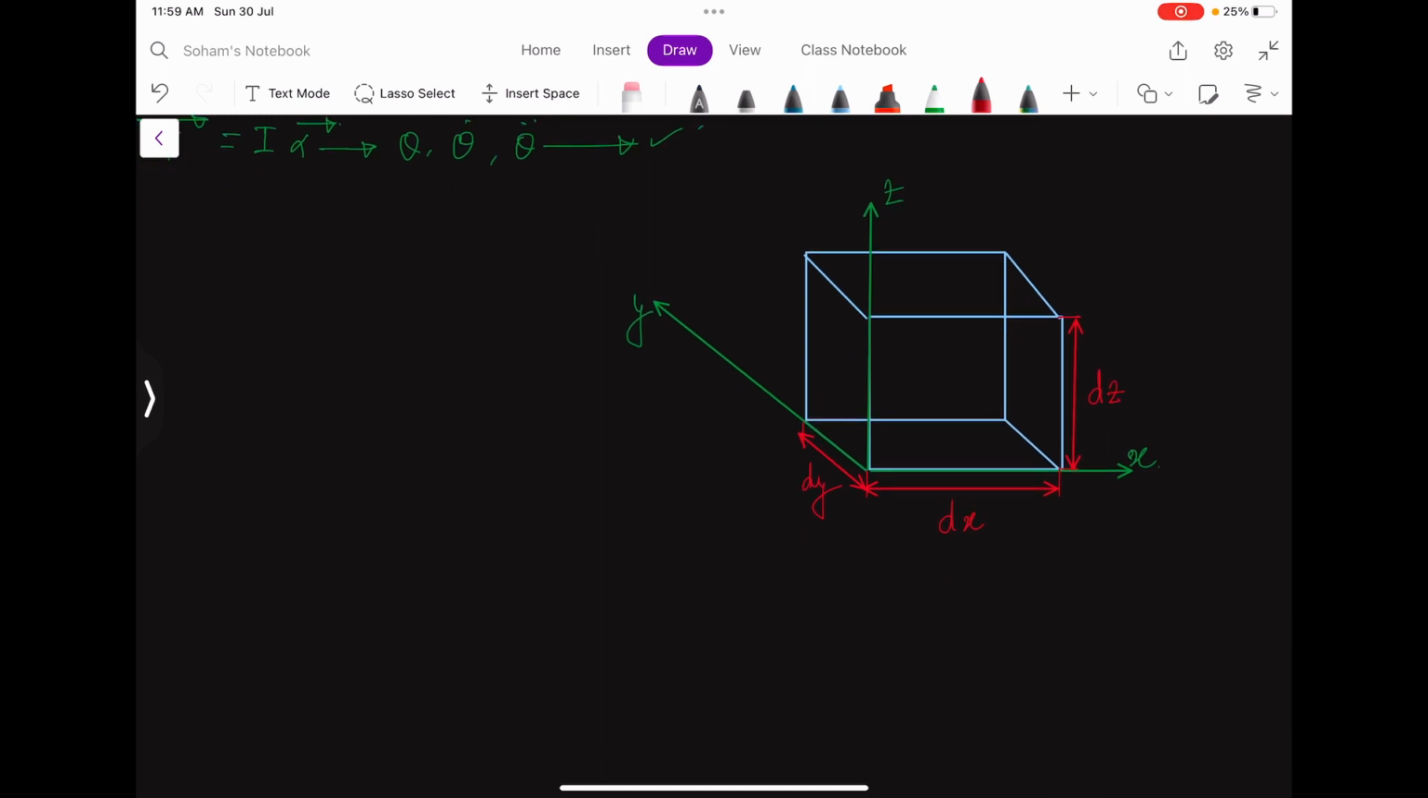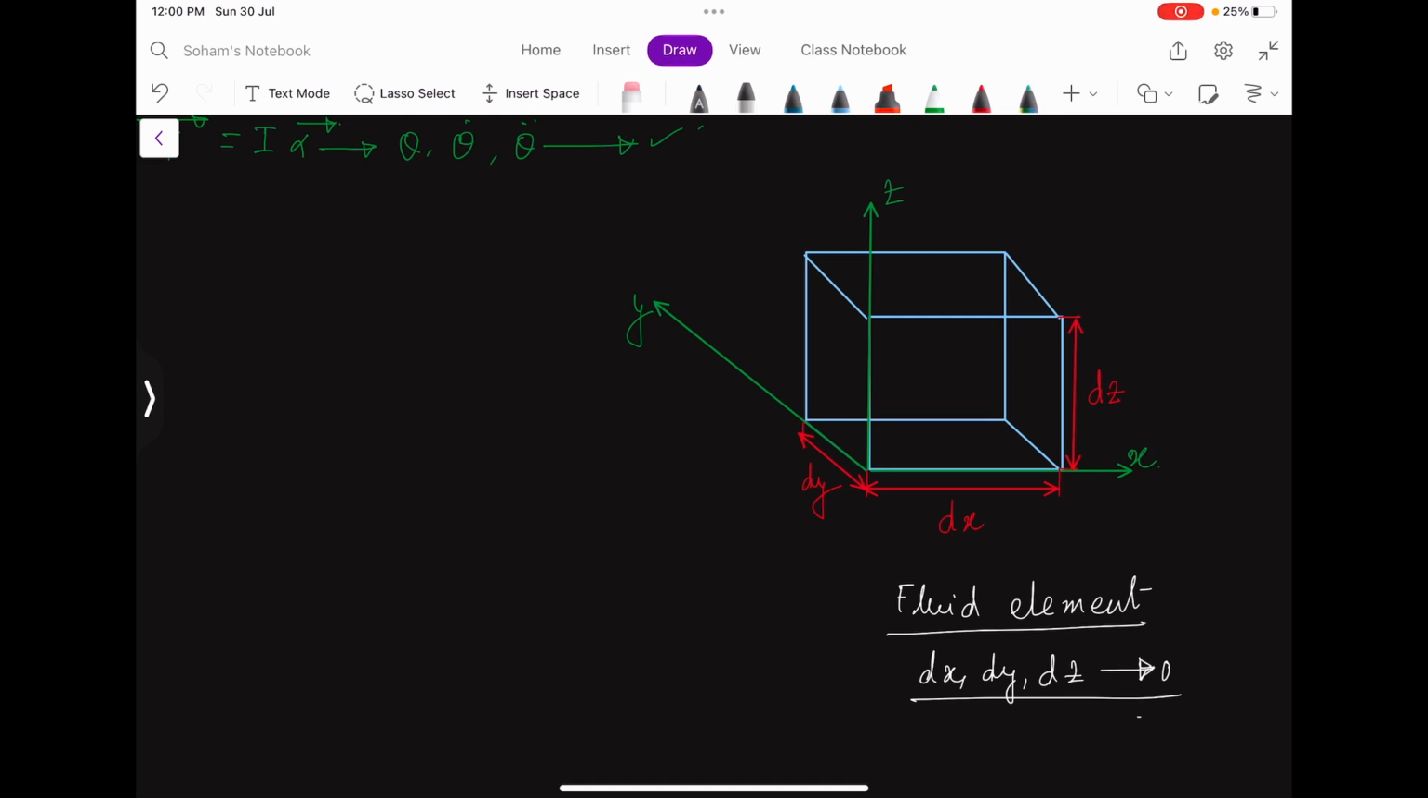So this is a cubical fluid element, and all these dimensions are tending to zero.